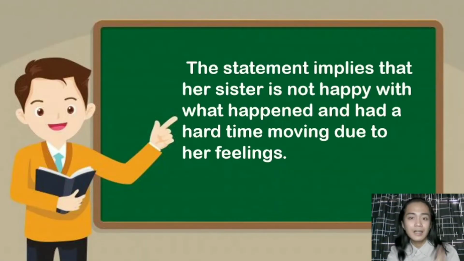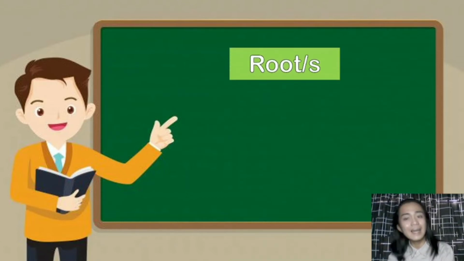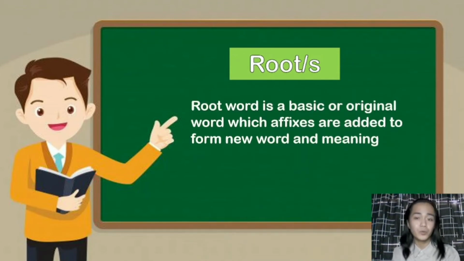Okay? The statement implies that the sister is not happy with what happened and had a hard time moving due to her feelings. Okay? Yun yung ibig sabihin ng example natin sa affix. Now, let's proceed to the roots. Okay? In roots, ito yung mga root word is a basic or original word which affixes are added to form new word and meaning. Okay, so sinasabi niya dito na from the word itself, roots, word siya, okay? Parang root word kung saan nanggaling yung word na yon. Yun yung ibig sabihin ng roots.